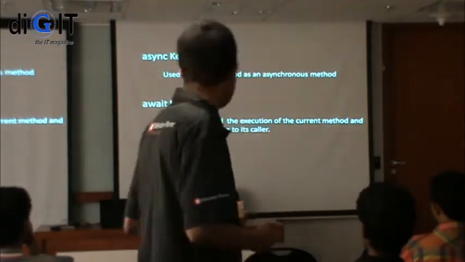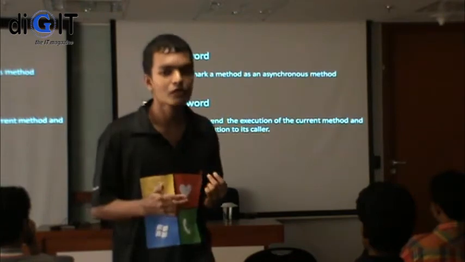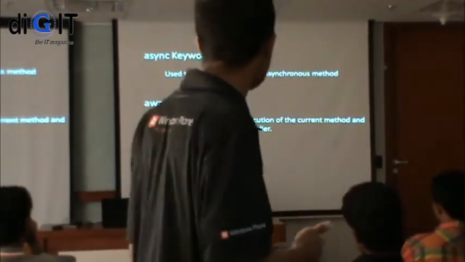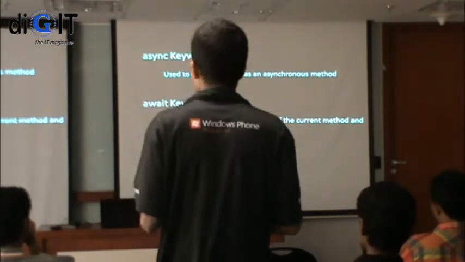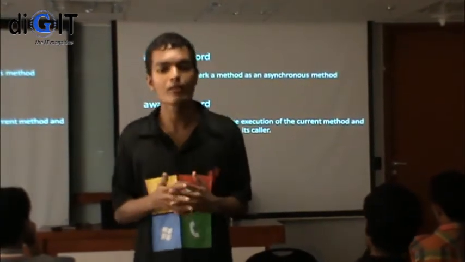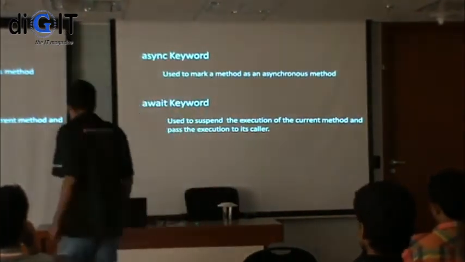asynchronous code. So the async keyword is used to mark a method as async. So the compiler will know that the particular method should be executed in an asynchronous manner. The await keyword is used to suspend the execution of the current method and return the control back to its caller. So I think it's better to explain it with a code example.